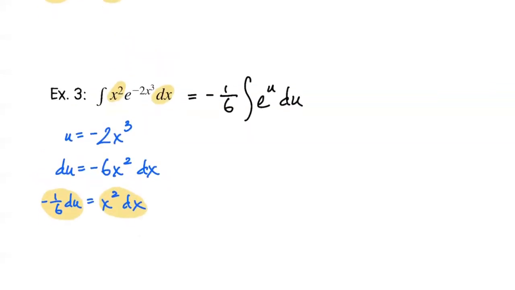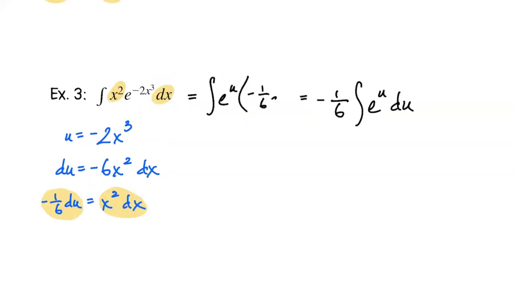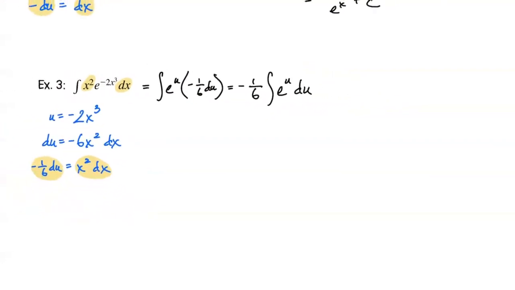Yep. So in the future, I'm not going to be writing this step, but I think it's really important that we know where it came from. If we make our substitution like we did yesterday, we're going to have e to the u times negative 1/6 du. Okay. But because I know I have a constant, I just brought it out to the front right away. Does that make more sense? Yes. Okay. Thank you. You're welcome.